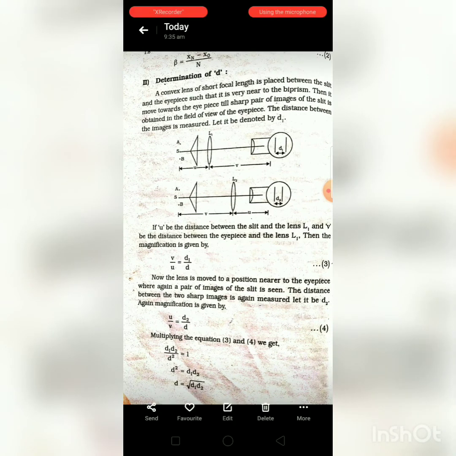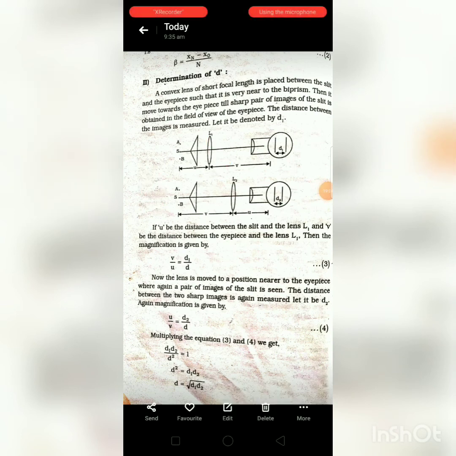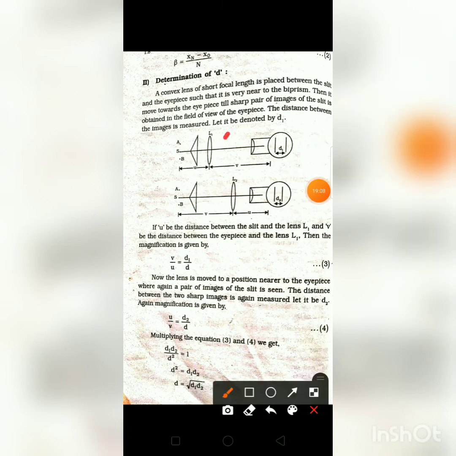Before, I told you that it is a convex lens. Look at the convex lens, how it looks; all of you know. So it is a convex lens placed in between the biprism and the slit. Here is the source slit, and this is the eyepiece. It is placed very near to the biprism.